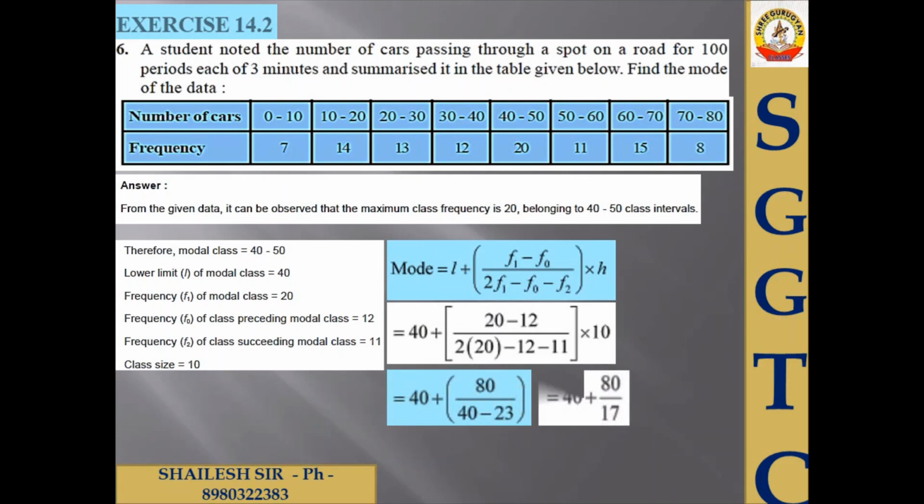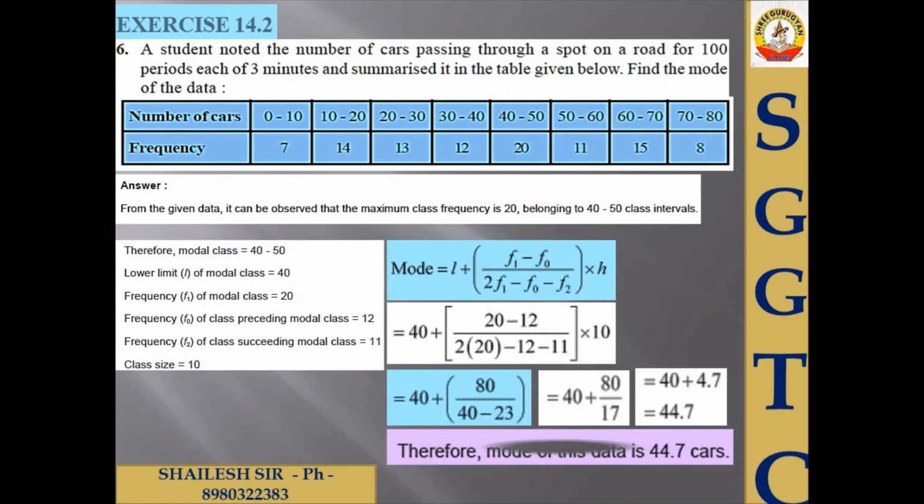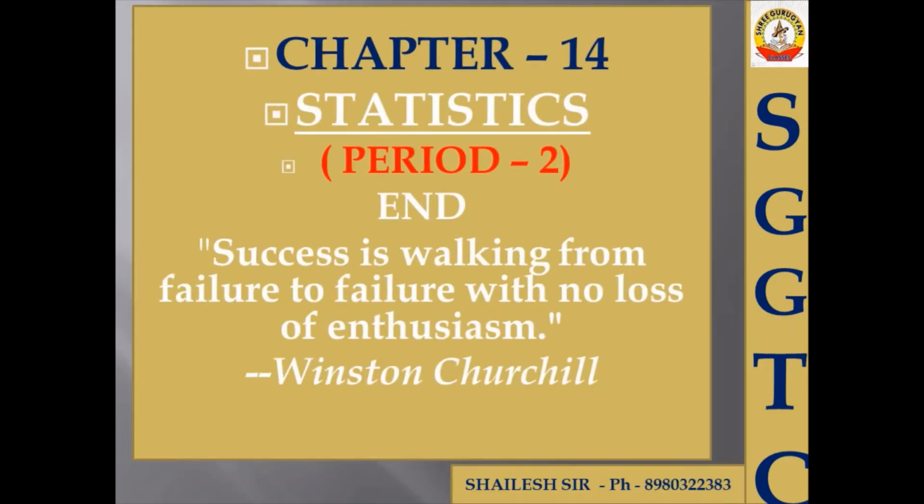Surely you get 40 plus 80 by 17. And what is 80 by 17? Yes, after long division I get 4.7. So the final answer is 44.7, the number of cars available for this sum. So lastly I mention that therefore the mode of this data is 44.7 cars. Yes, next one, students. Yes students, happily done.